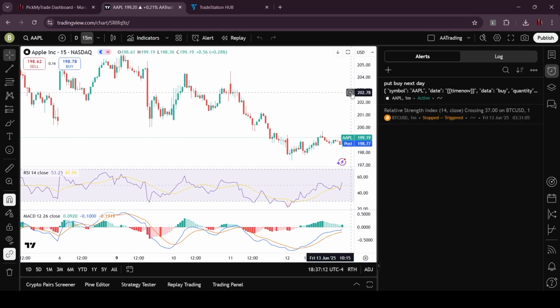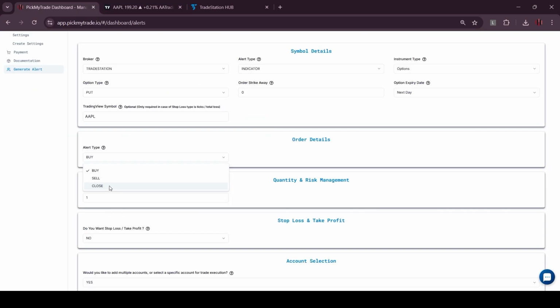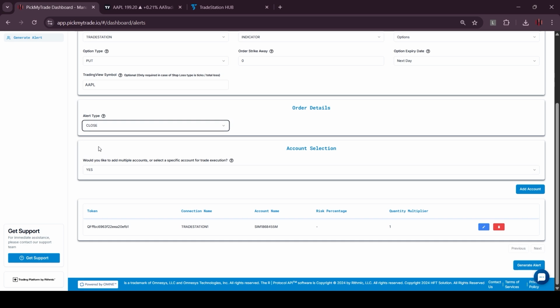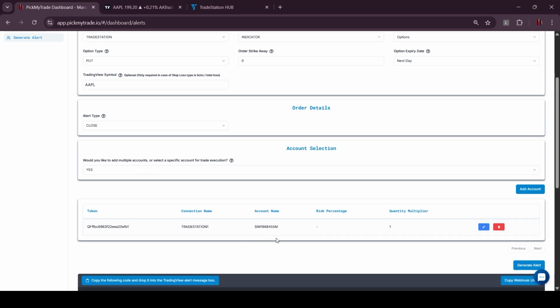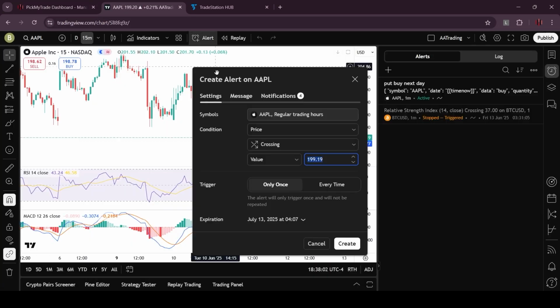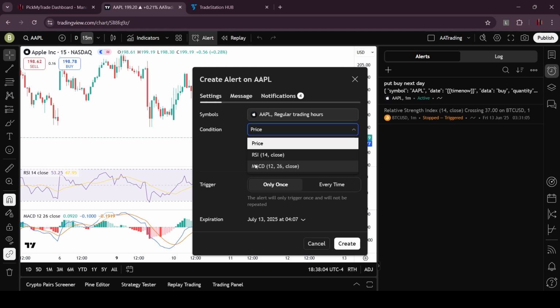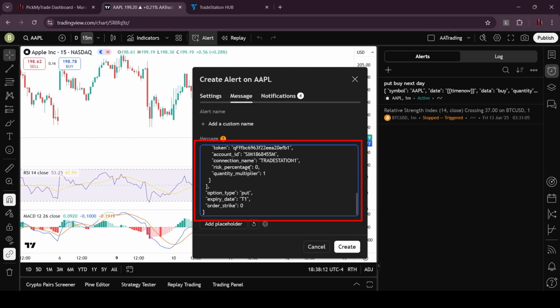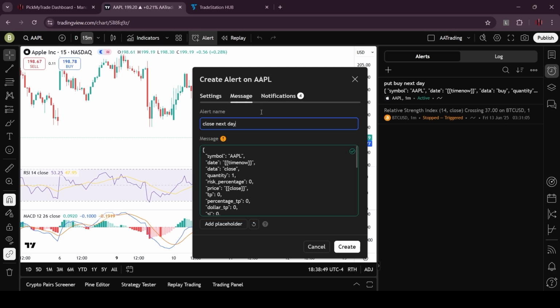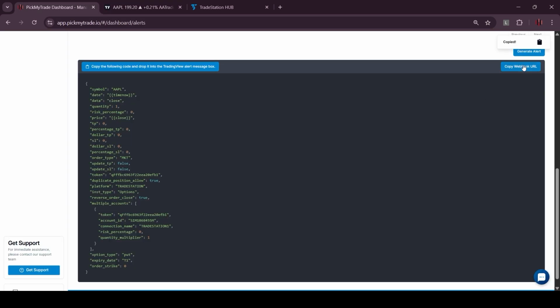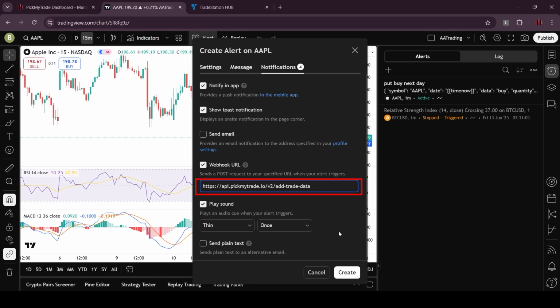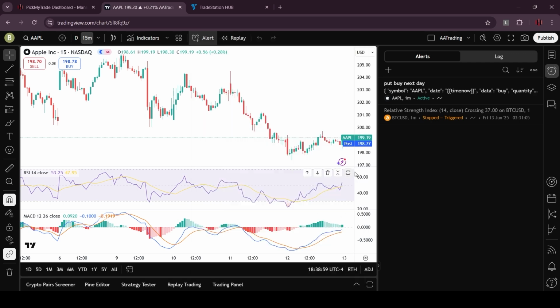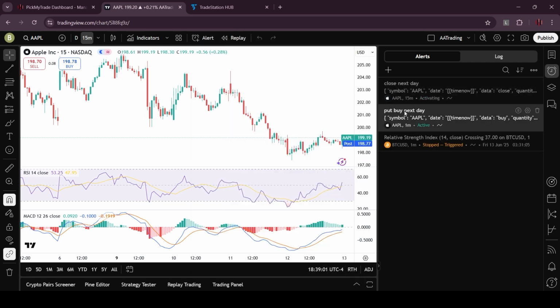Now we will create an alert for the close order. Just select Close here, which will close the previous buy order. Click on Generate Alert. Copy this alert code. Create one more alert, change this to MACD. Select once per bar close and trigger. Clear everything from the message tab, and paste the copied JSON. Here the custom name I am going to give is close next day. Copy the webhook URL and just paste it here under the notification. And then click on Create Alert. We have sent one buy alert and one close alert.